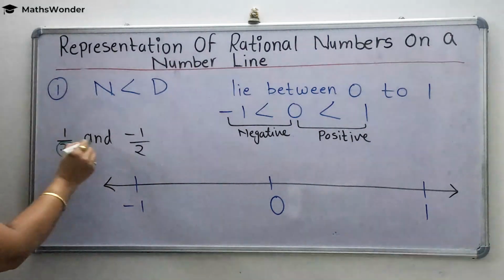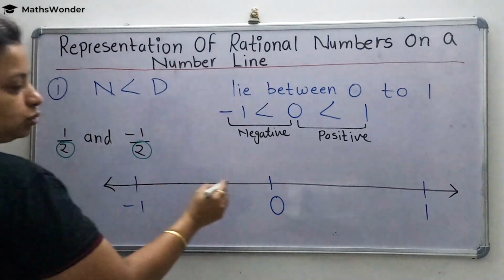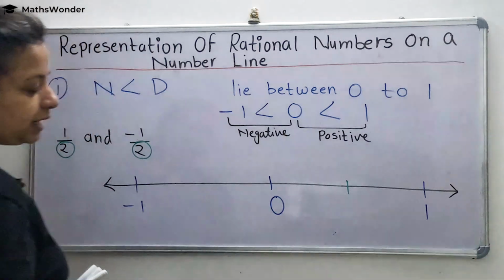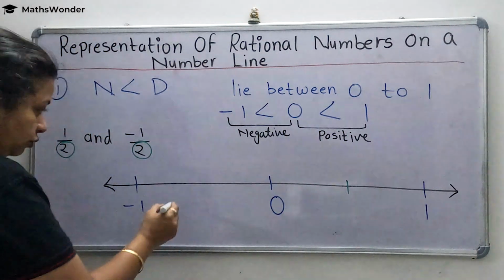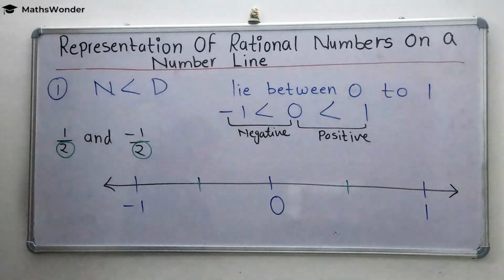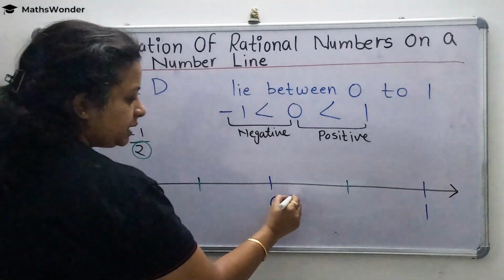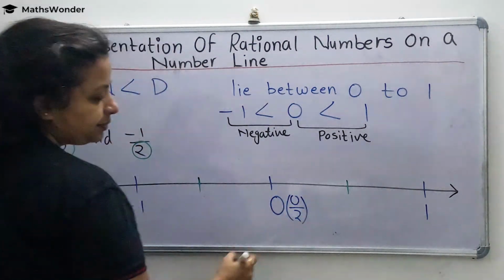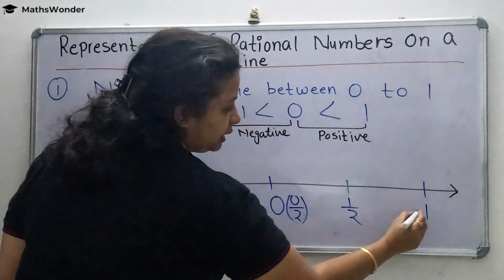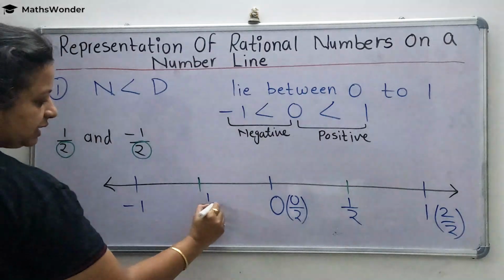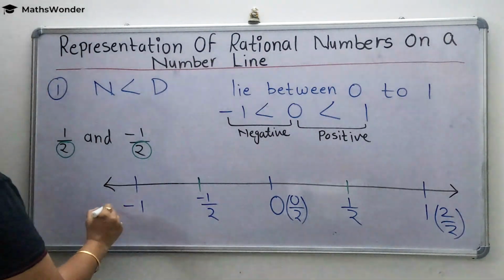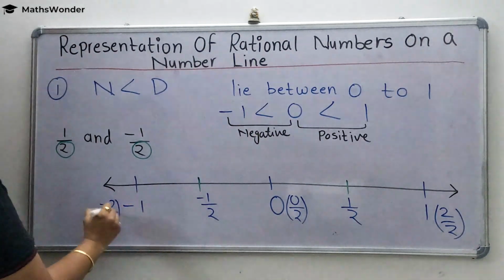Now check the denominator. The denominator is 2, so you will divide 0 to 1 into 2 equal parts. The same here: the denominator is 2, so it will be divided into 2 equal parts. Now we will start the working. So 0 means 0/2. This is 1/2 and this is 2/2. Same, 0/2, we'll write -1/2, and this is -2/2.